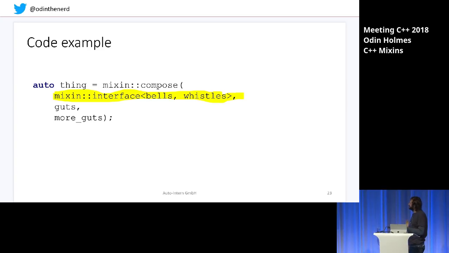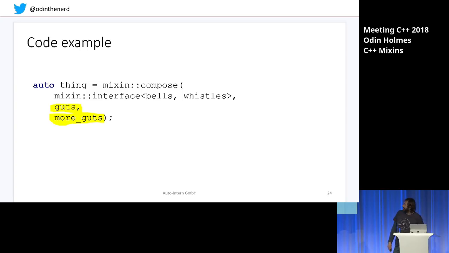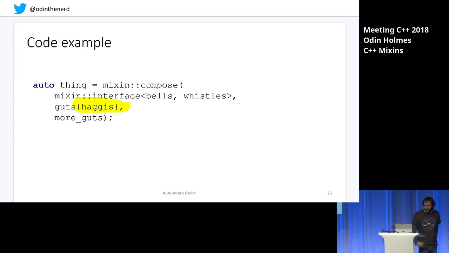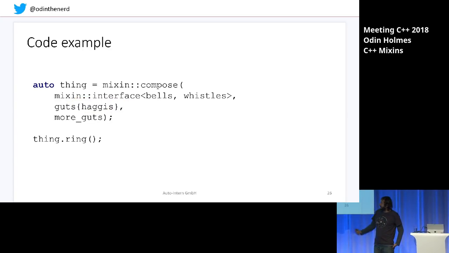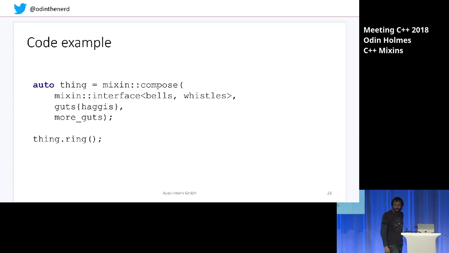I can pass sort of interface Mixins in this variadic alias. They can't have state. Implementation Mixins can have state. I can even initialize them if there's something that needs to go into them before they go into the composition. And what gets spit out the other end is an object that has the public interface of all of the interface Mixins. And the user doesn't need to know how it's implemented under the hood.